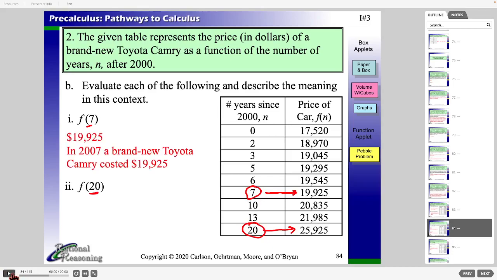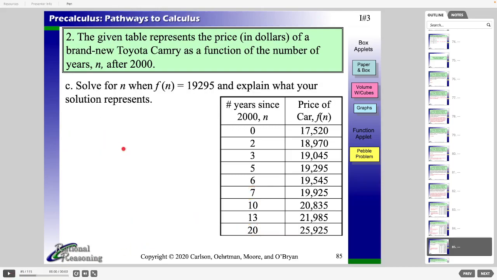So they look it up. Okay, got the value. So in 2020, a brand new Toyota Camry cost this much. Sometimes we need to solve for n when we know the output value. Well, if we've got a table of values, what we do is we just come look this up. Oh, there it is right there.